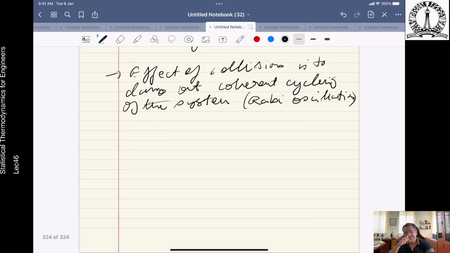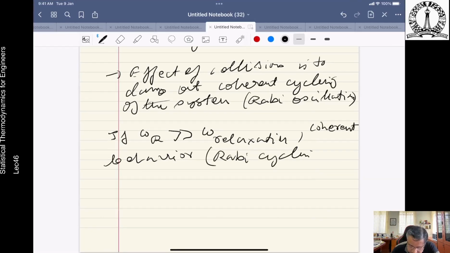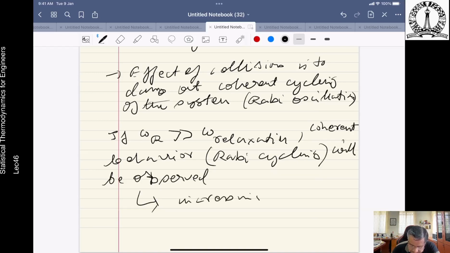However, Rabi oscillations can be observed in any quantum system by just increasing the intensity of the radiation. This increases the applied electric field, so at some point the Rabi cycling frequency exceeds the relaxation frequency, and coherent behavior will be observed. So if omega R is much, much greater than omega relaxation, coherent behavior, which is called Rabi cycling, will be observed.